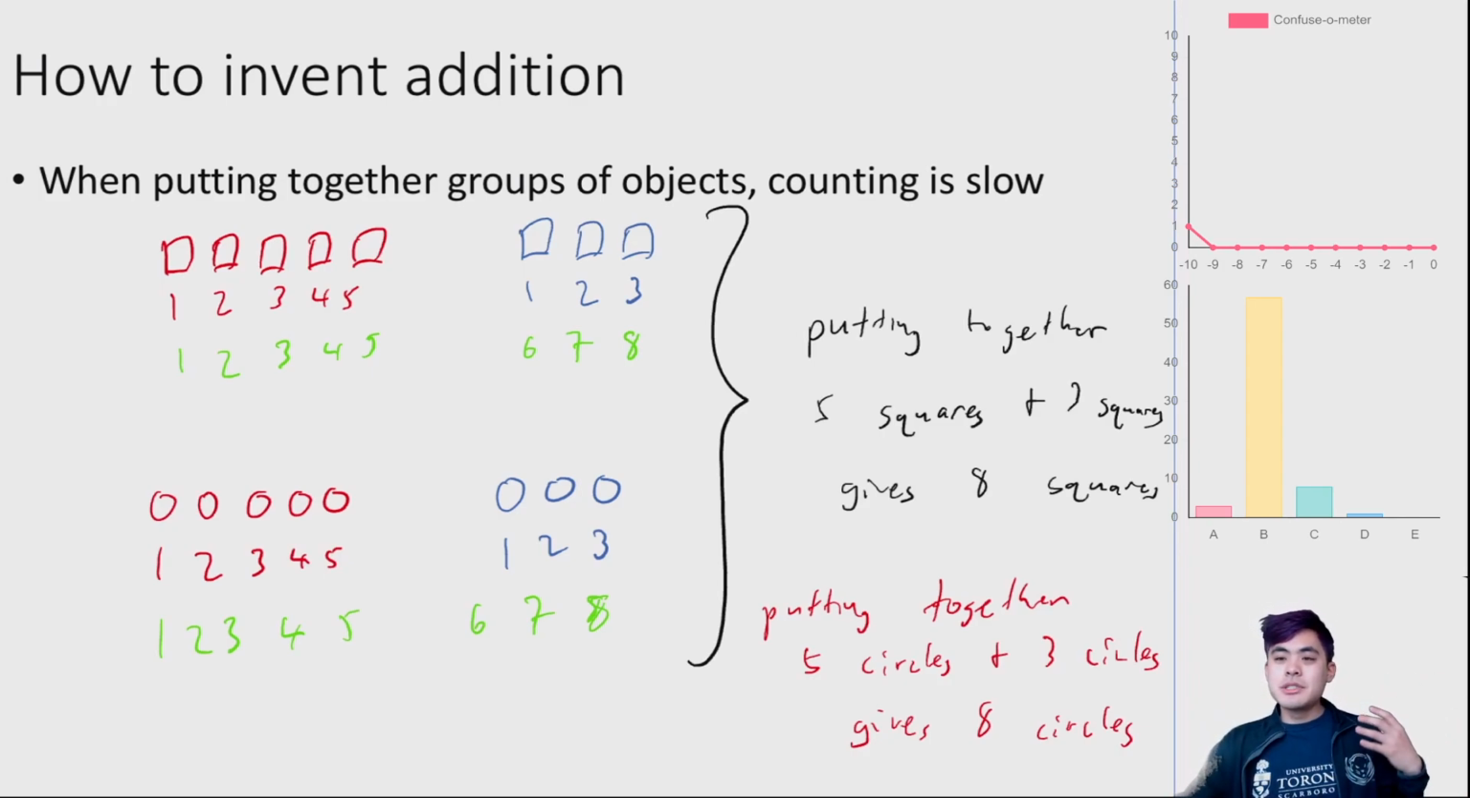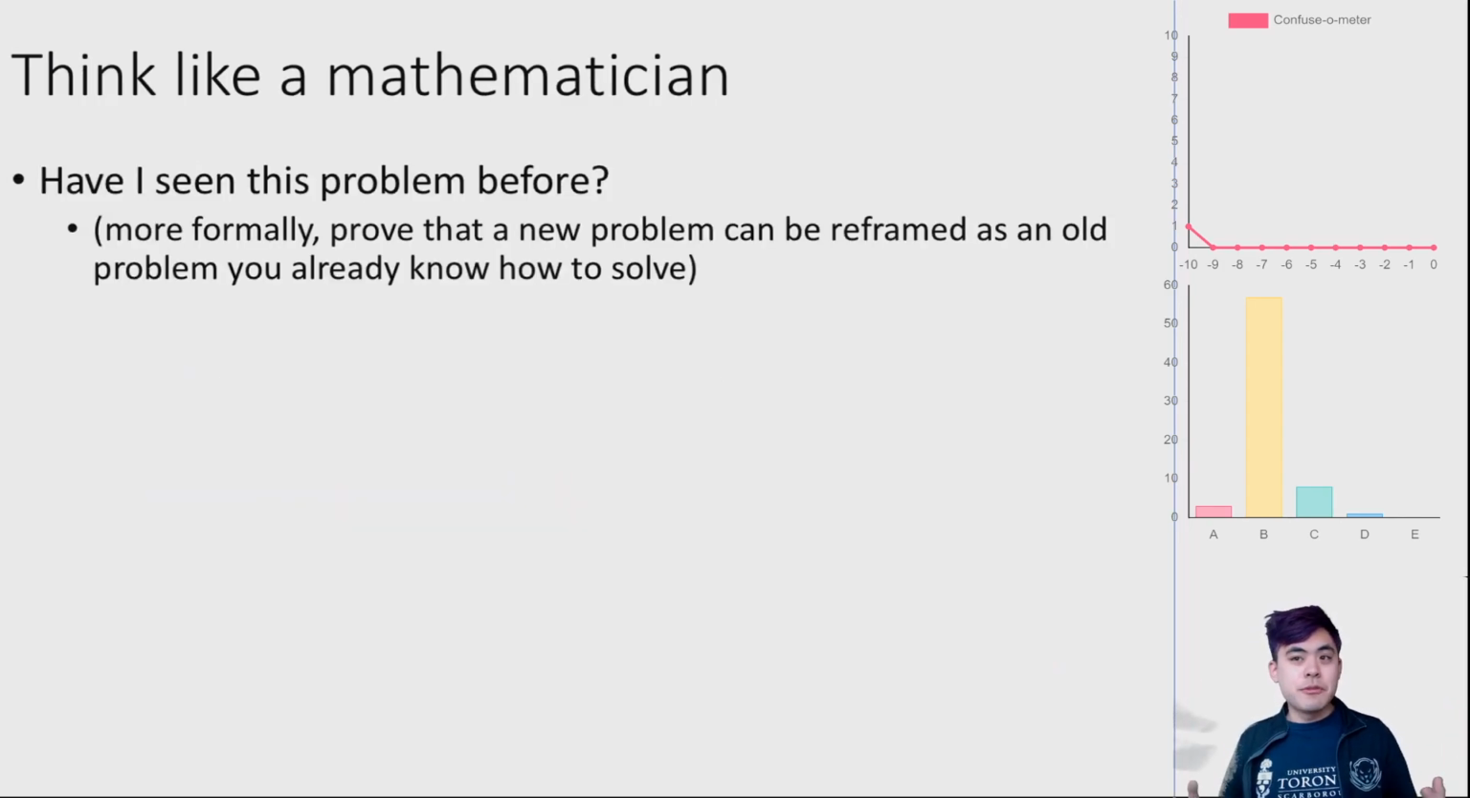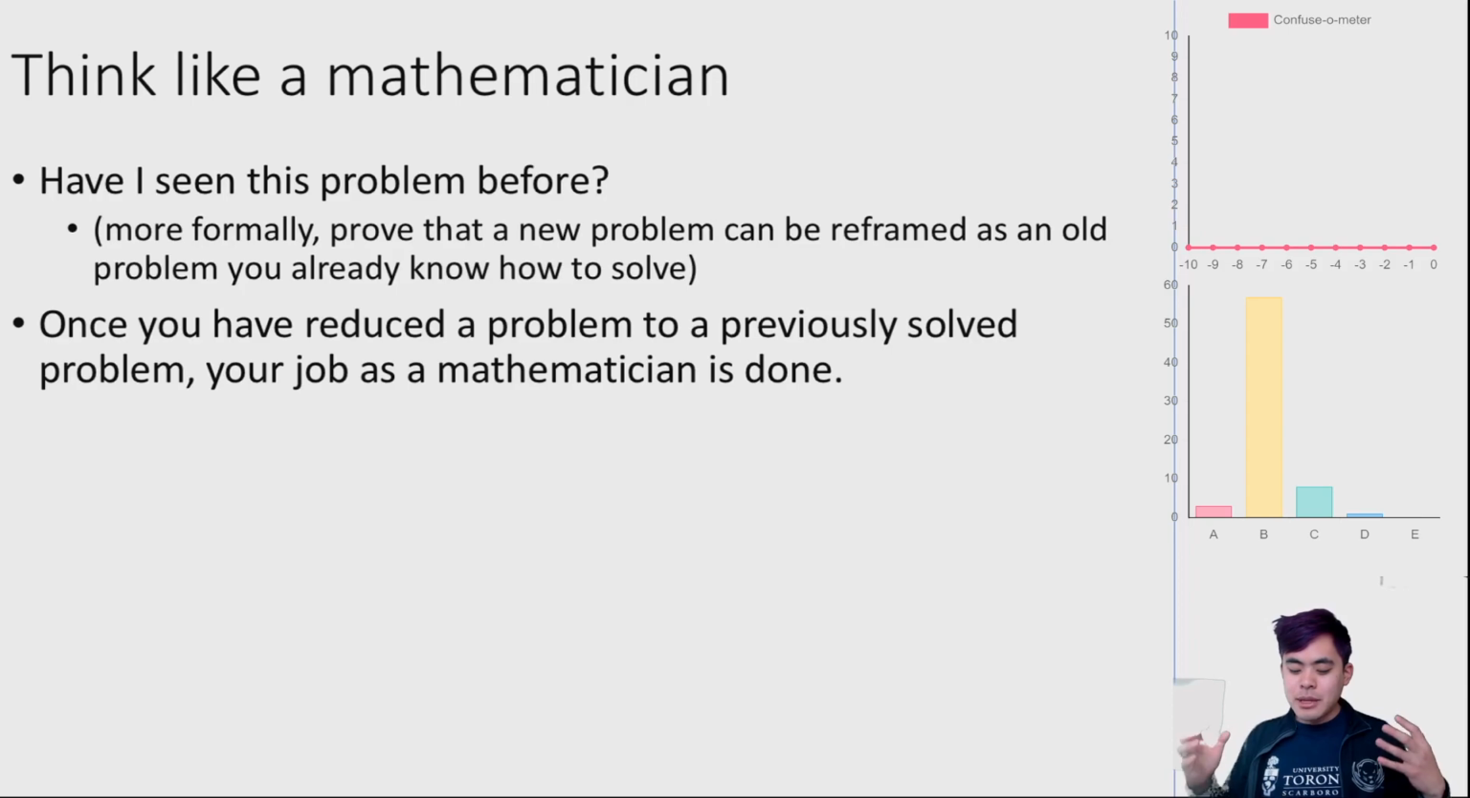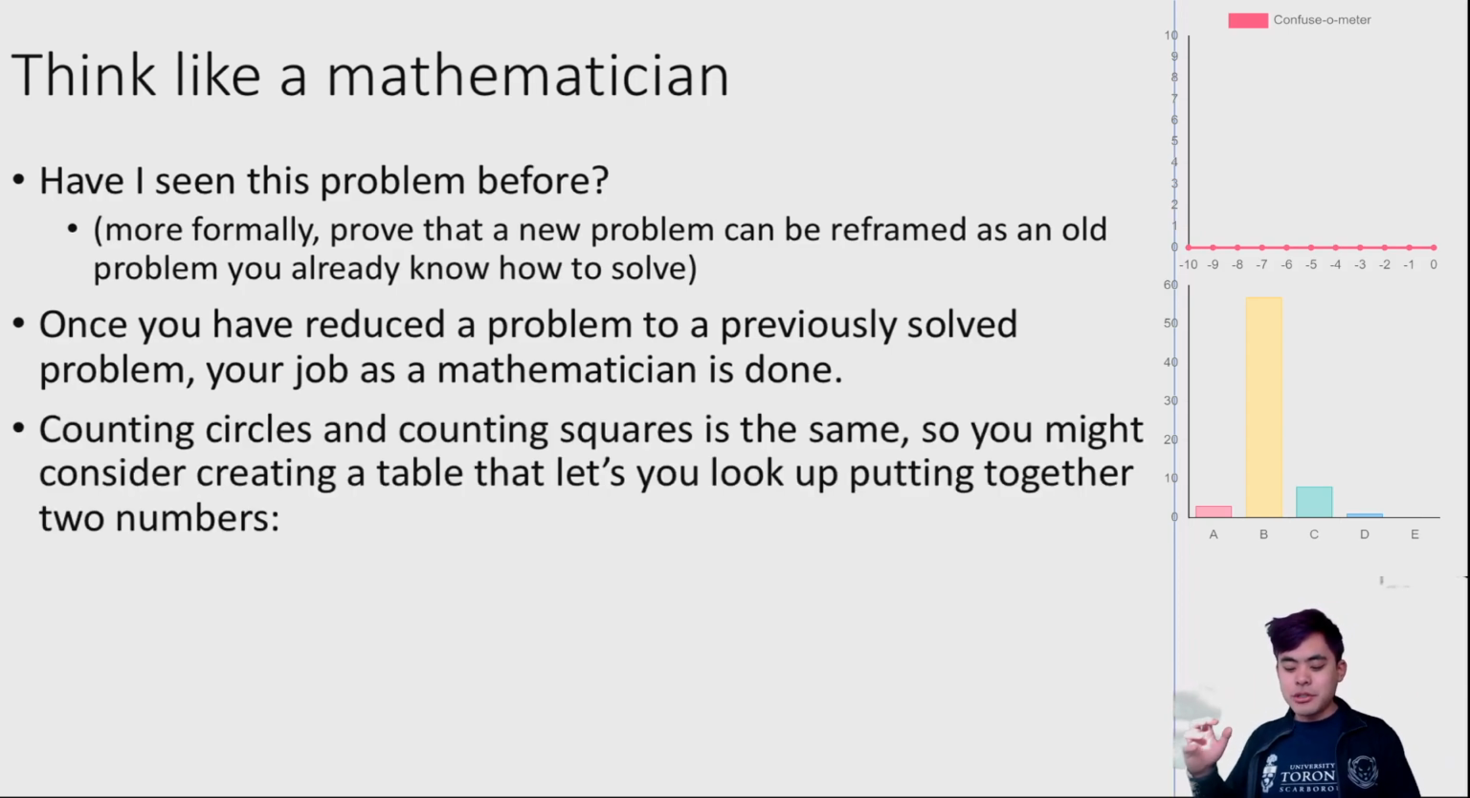And so once you've done this, then you might think, well, what can we do with this? Well, we have to think like a mathematician. Have I seen this problem before? When you see the problem of combining these two groups of circles together, you have seen that problem before. You can reframe the problem. You can reduce the problem to a previously solved problem by saying, oh, well, counting circles and counting squares is the same. And so what if you now know that counting circles and counting squares are the same?